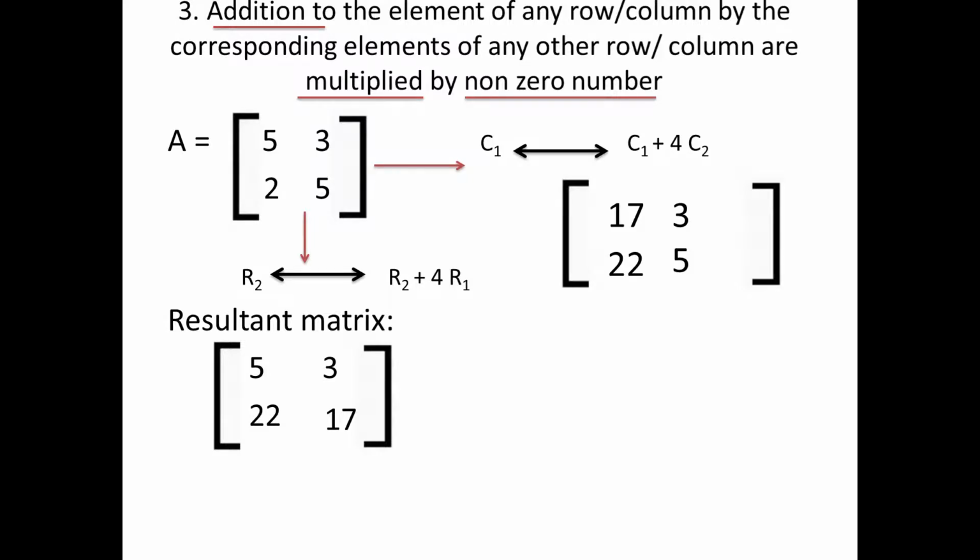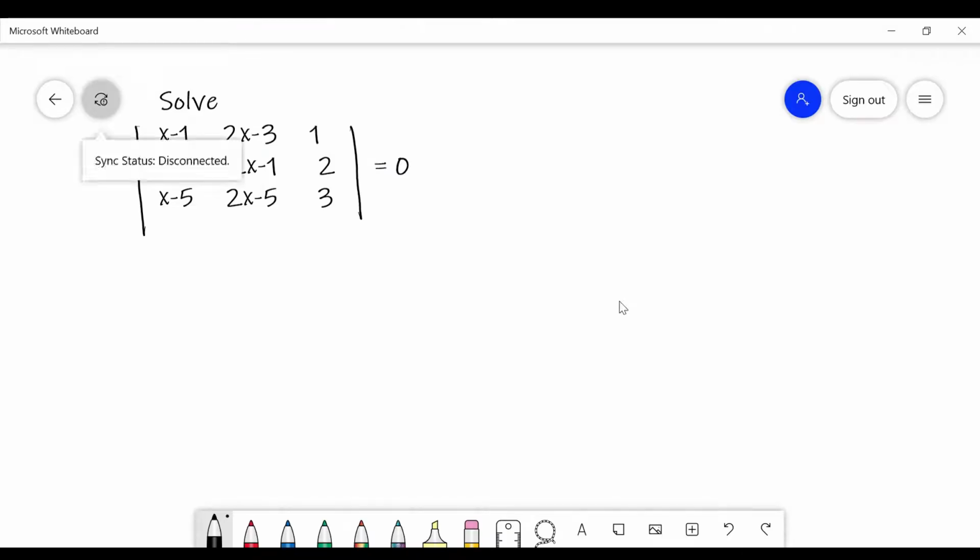Now let us study the concept of this transformation with the help of a practical example. So now you can see in this example that there is a matrix of order 3 by 3, because there are 3 rows and 3 columns, and the elements of the first row are x minus 1, 2x minus 3 and 1. Elements of the second row are x minus 3, 2x minus 1 and 2, and elements of the third row are x minus 5, 2x minus 5 and 3.